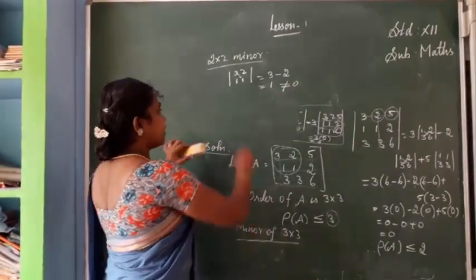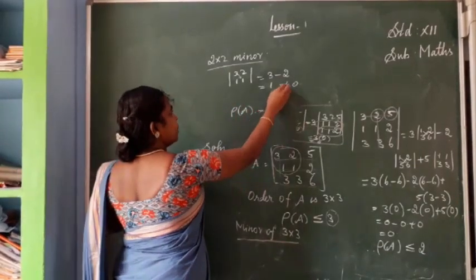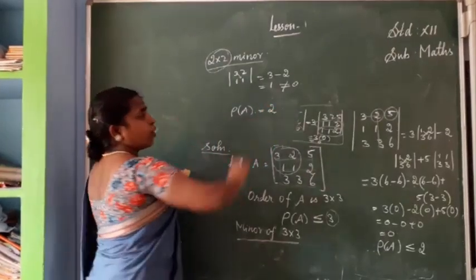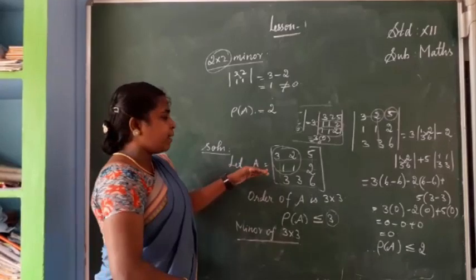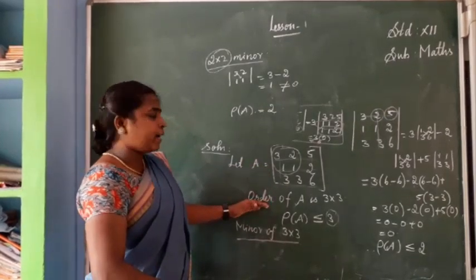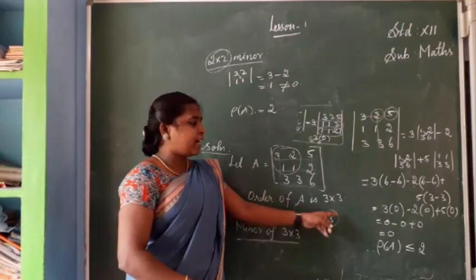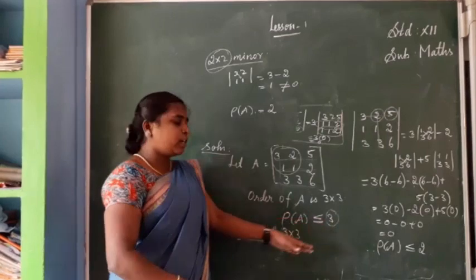The rank of the matrix, that is rho of A, equal to, when we got not equal to 0, the minor is 2 by 2. So rank is 2. So rho of A equal to 2. Okay, that's all. So first we have to write the given matrix. Next the order of the matrix, then we are guessing rho. So rank is less than or equal to 3 because the minimum of 3 by 3 is 3.